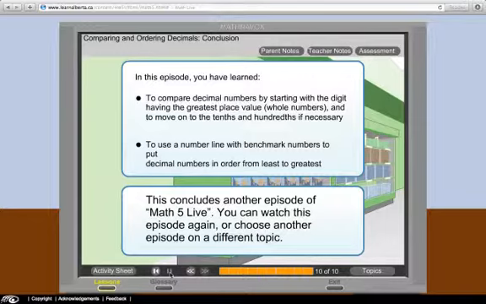In this episode, you have learned to compare decimal numbers by starting with the digit having the greatest place value, whole numbers, and to move on to the tenths and hundredths if necessary. In our book, we will also be doing thousandths. You also learned to use a number line with benchmark numbers to put decimal numbers in order from least to greatest.